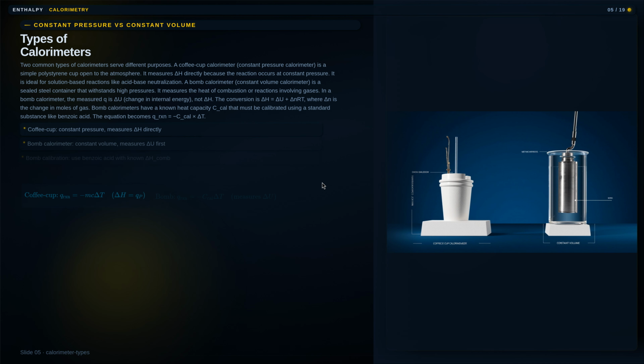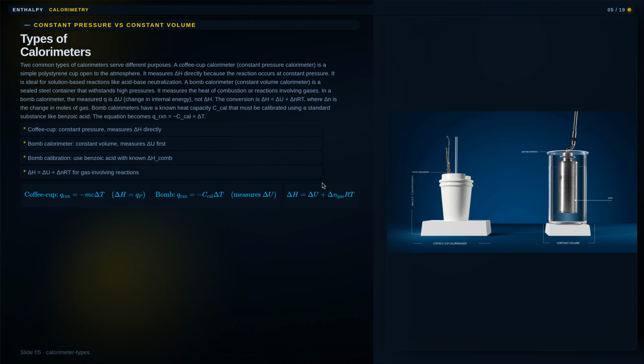Two common types of calorimeters serve different purposes. A coffee cup calorimeter, also called a constant pressure calorimeter, is a simple polystyrene cup open to the atmosphere. It measures delta H directly because the reaction occurs at constant pressure. It is ideal for solution-based reactions like acid-base neutralization.